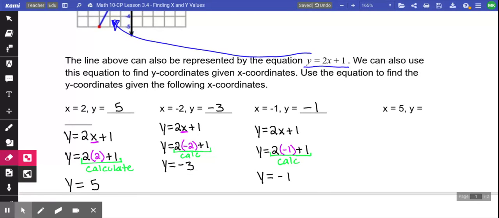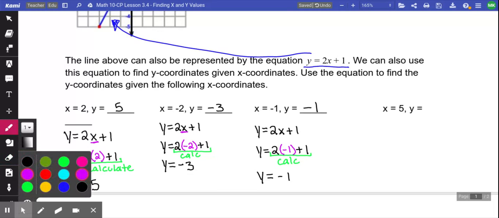And the last one, x equals 5. We go to our equation, and we change this to be 2 times 5 plus 1. This is 10, or turns out to be 11. So that means when x equals 5, y equals 11.